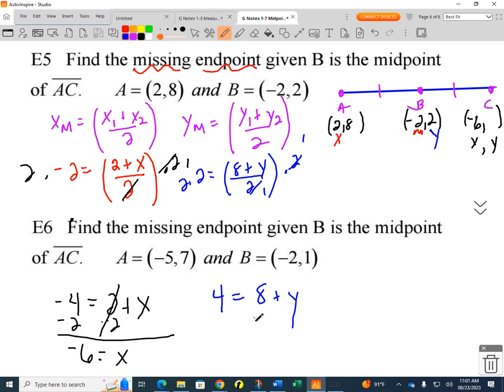So now I'm going to subtract 8 from both sides, and y is negative 4. So the answer is this right here. That is your solution. That is the answer to your question. What are the coordinates of that other endpoint?